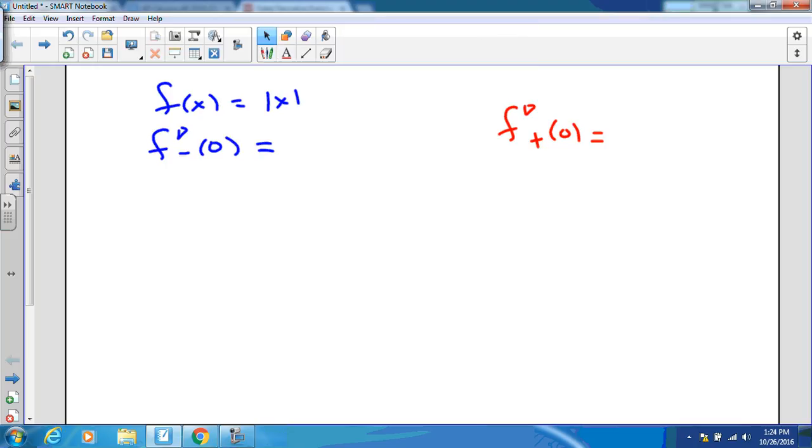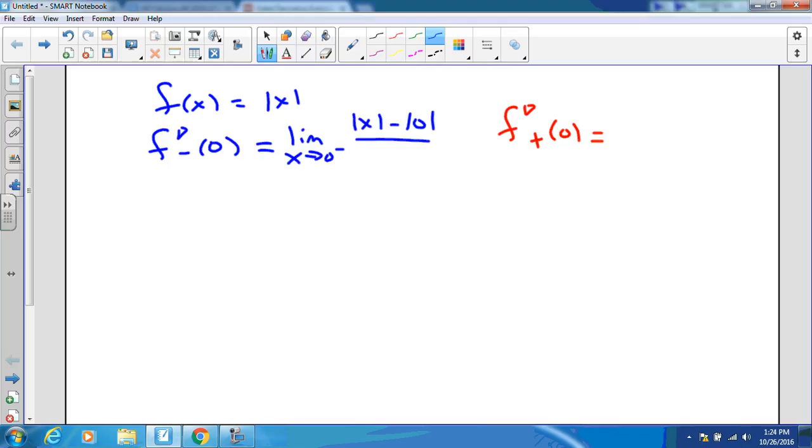And I'm going to set it up so that I have the derivative from the left on the left and the derivative from the right on the right. And we're going to use our limit definition and write the derivative as the limit as x goes to 0 from the left of f of x minus f of 0 over x minus 0. But this is a familiar limit to us. We've seen this limit before. What's its value? It's negative 1. That's exactly right.